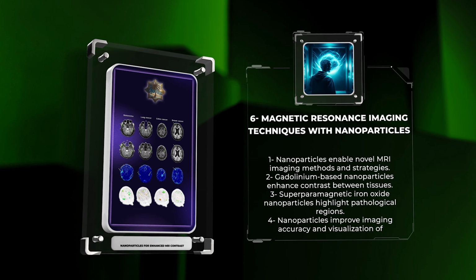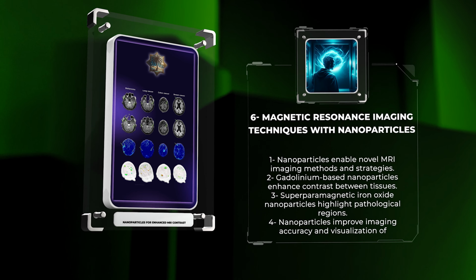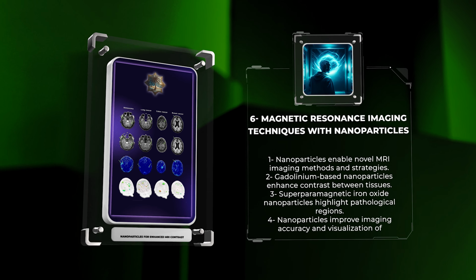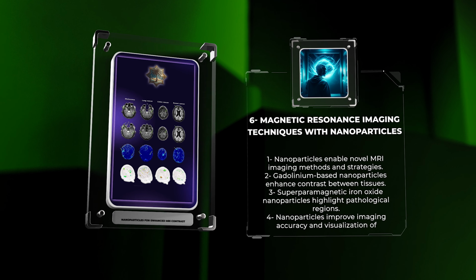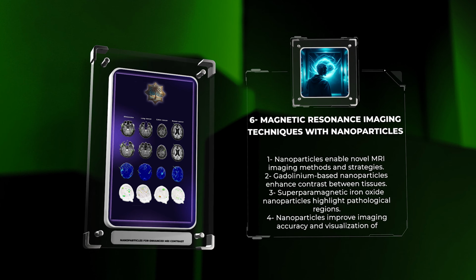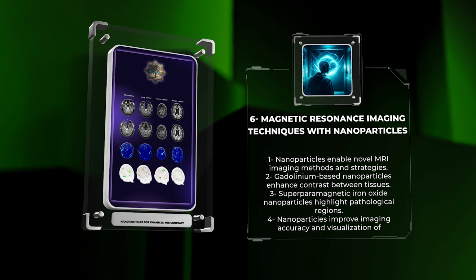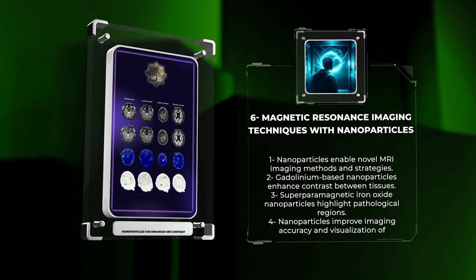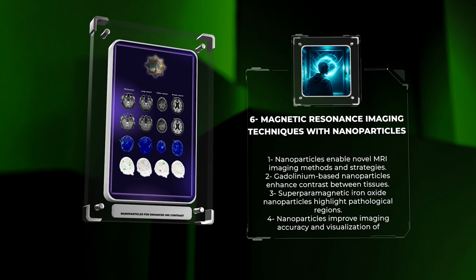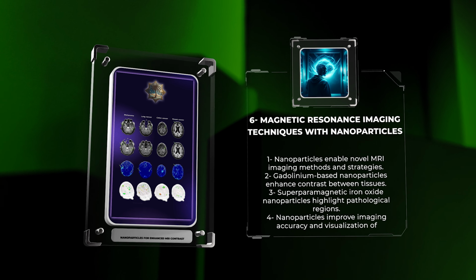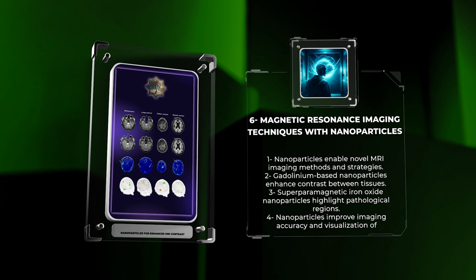Another technique is T2 weighted imaging utilizing superparamagnetic iron oxide nanoparticles, SPIONs. SPIONs induce magnetic field inhomogeneities, leading to signal voids and decreased signal intensity. Consequently, pathological regions are highlighted, enabling better visualization of abnormalities. In this section, we will explore these and other MRI techniques that exploit the unique properties of nanoparticles for enhanced imaging.